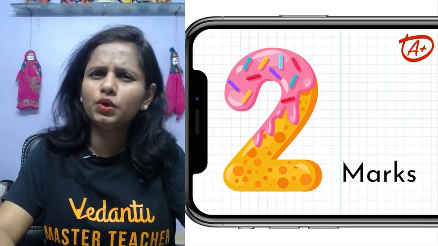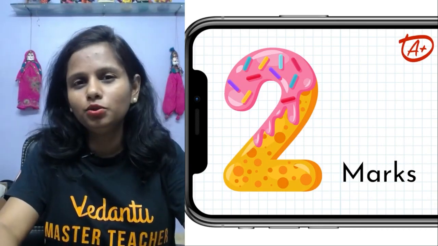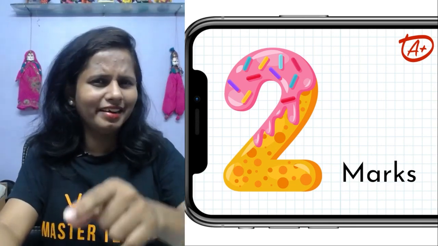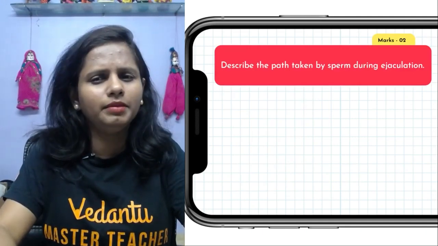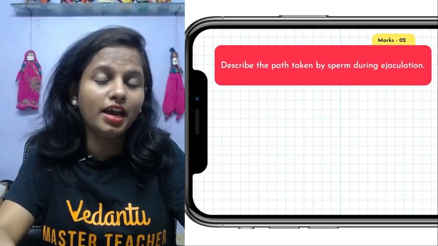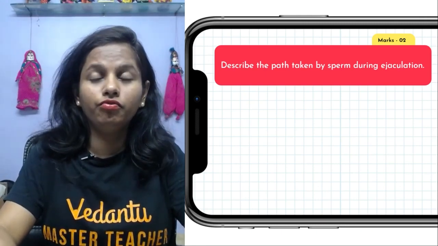So we have 2-marker questions, 3-marker questions, and 4-marker questions in our term 2 examination, right? So first, let's target the 2 markers. Now, the very first question asked over here is describe the path taken by the sperm during ejaculation. Now, there are many kids who get confused with this question.